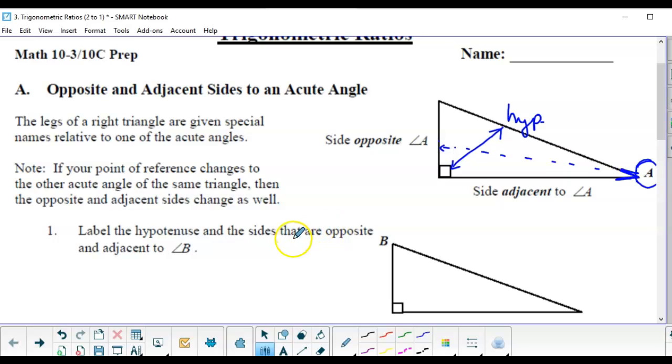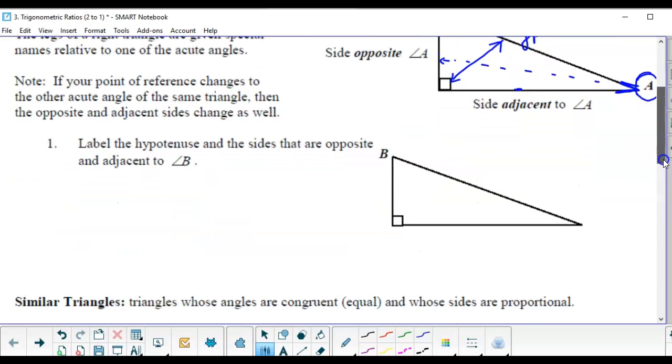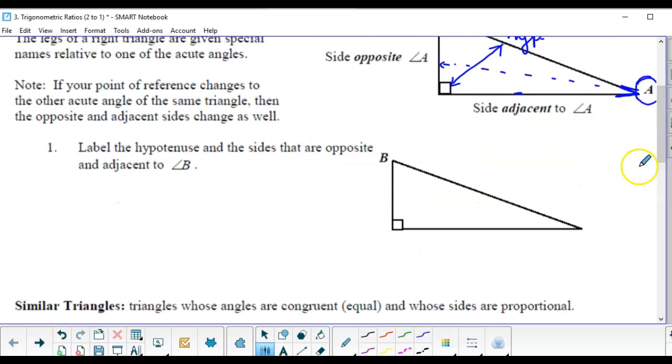Okay? So if your point of reference changes to the other acute angle of the same triangle, the opposite and adjacent sides will change as well. So if I now go to this angle, then this side would be my adjacent and this would be my opposite. Okay, so it says label the hypotenuse and the sides that are opposite and adjacent to angle B. So this is your hypotenuse, always opposite the 90 degrees. This is adjacent, it's touching angle B, and this is not touching at all, so it's opposite.